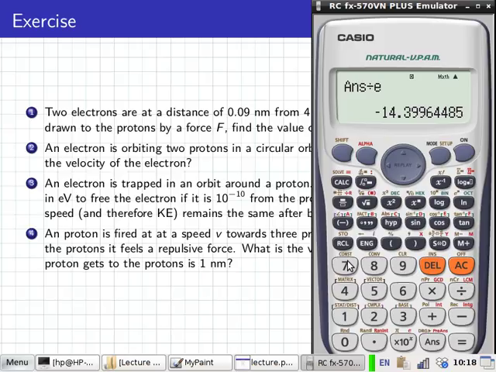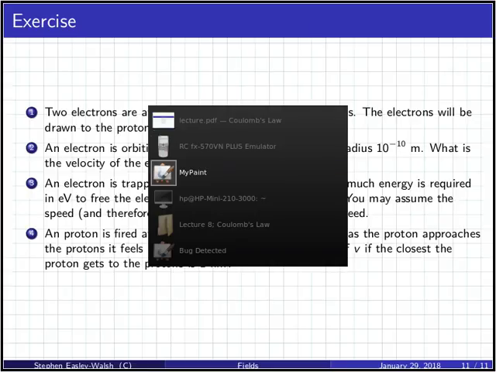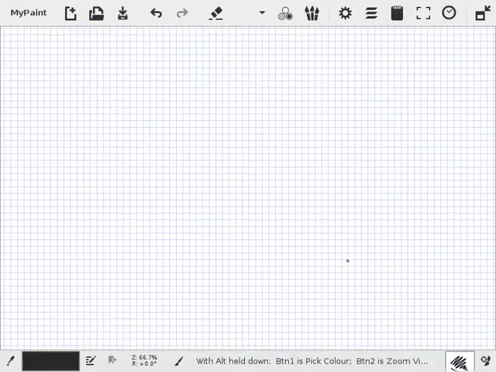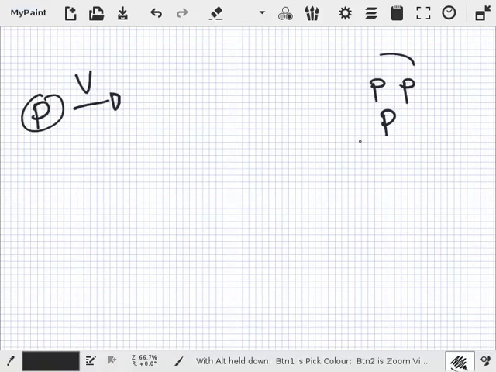Okay. So the last one here, a proton is fired towards 3 protons, and as the proton approaches, it feels a repulsive force. What's the value of v if the closest the proton gets to the protons is 1 nanometer? I'm sorry if that was a little bit unclear. What I pictured in my head was, I have 3 protons sitting here, and 1 proton here, and it's fired at a speed of v to these 3 protons, which I imagine are fixed. Although, I know in real life they'll be pushed backwards a little bit, but we'll roughly say they're fixed.